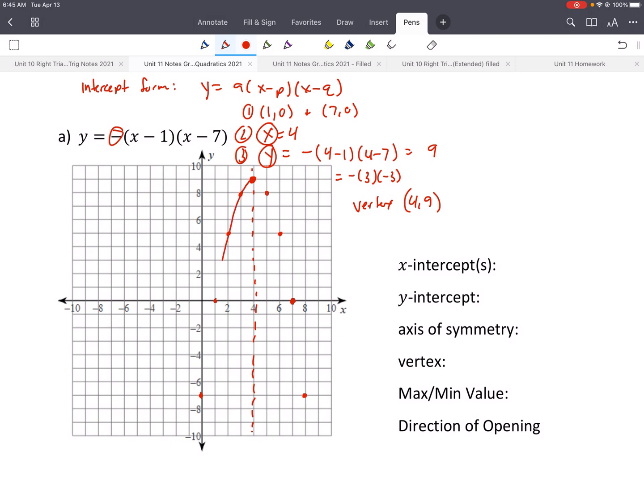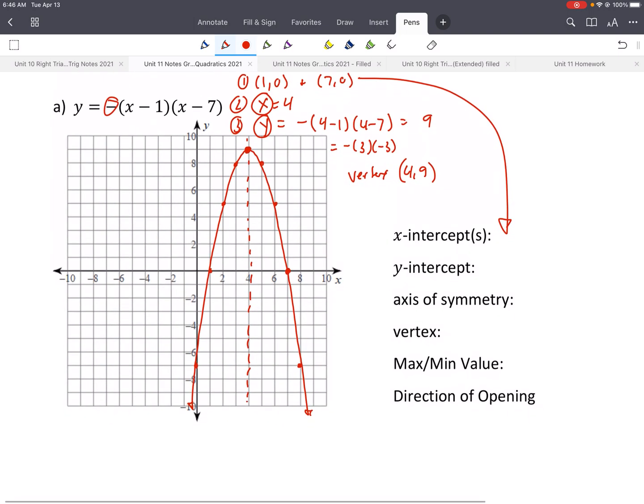Connect the dots, and we're good to go. Okay, x-intercepts, we already have those written here. Okay, y-intercept is 0, negative 7.